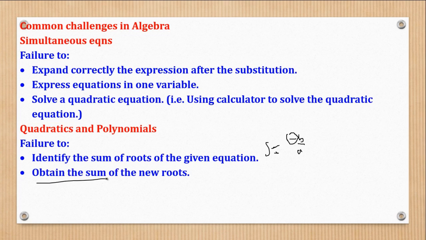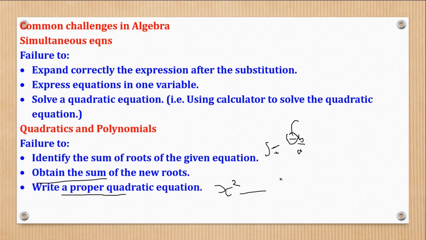Then also obtaining the sum of the new roots, still the negative is what disturbs them. The product is okay because it is positive c over a. But when it comes to the sum, there are a lot of problems. Writing a proper quadratic equation is also a problem because the quadratic equation is x squared minus the sum. So this minus also disturbs students. They put a plus, which is never okay.